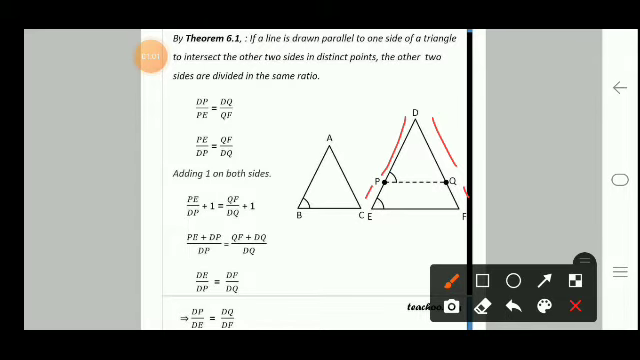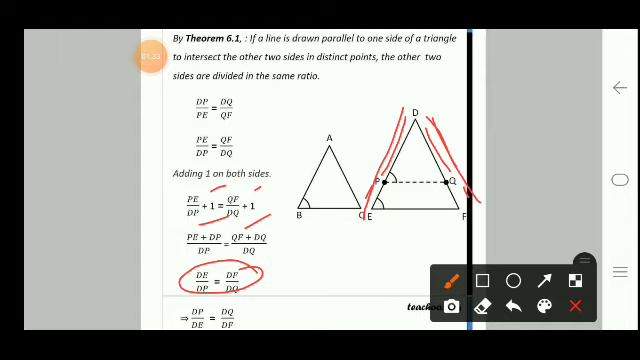Now if we add 1 to both the sides, the result we are getting is (PE plus DP) over DP is equal to (QF plus DQ) over DQ. So the result is we have DE over DP is equal to DF over DQ, or we can say DP over DE is equal to DQ over DF. This is the extension of BPT.